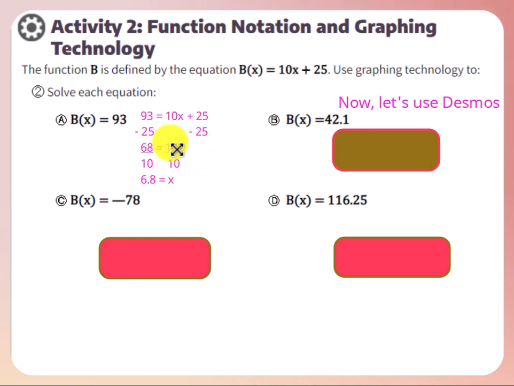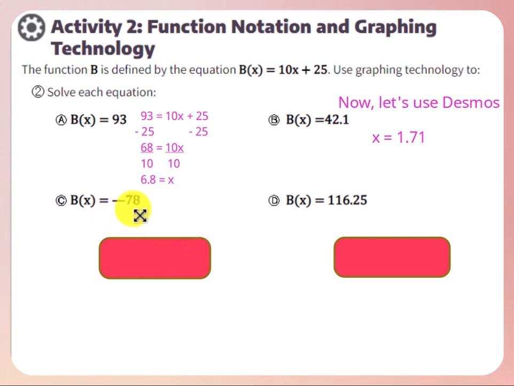All right, so for a, you're going to replace b of x with 93. 93 equals 10x plus 25. Subtract 25 from both sides, and you'll get 68 on the left, and then 10x on the right. Divide both sides by 10, and you get x equals 6.8. All right, follow that example. Show your work in your workbook. When you have the answer 42.1 for b of x, b of x is our y, then solving for x, you'll get x is equal to 1.71.